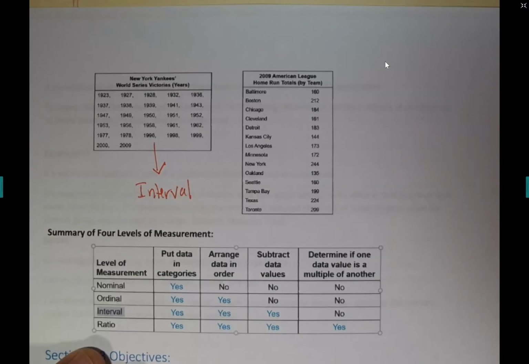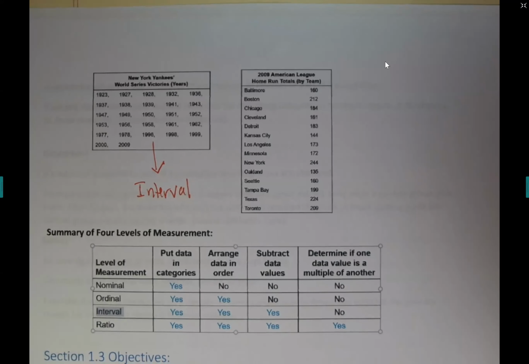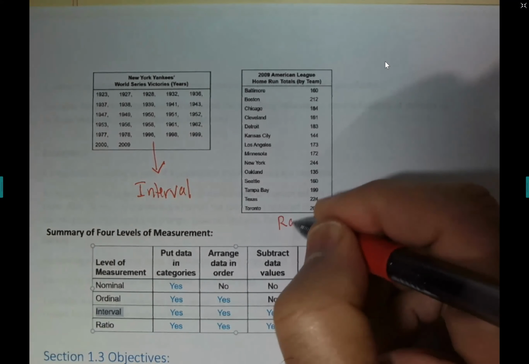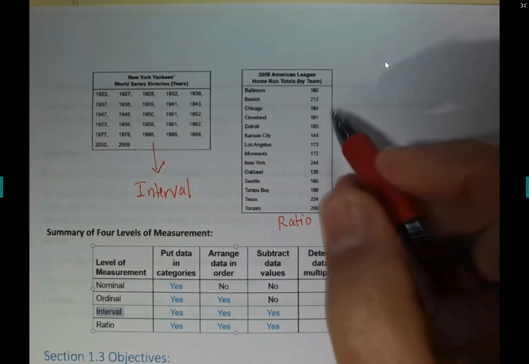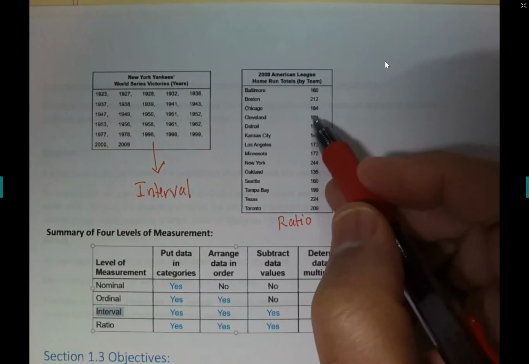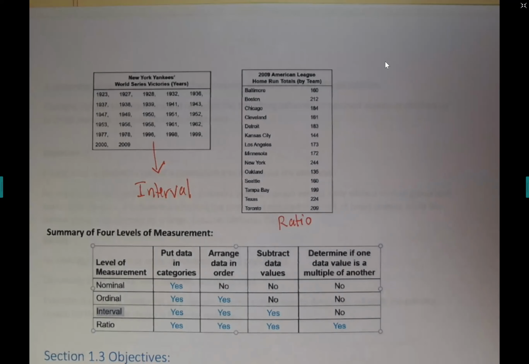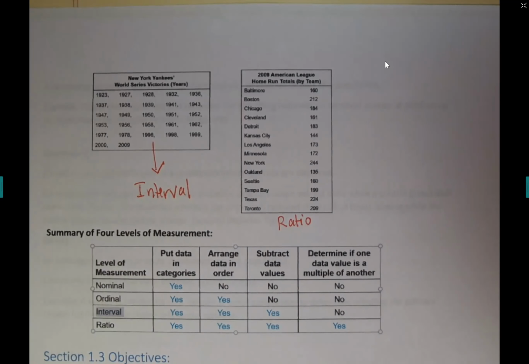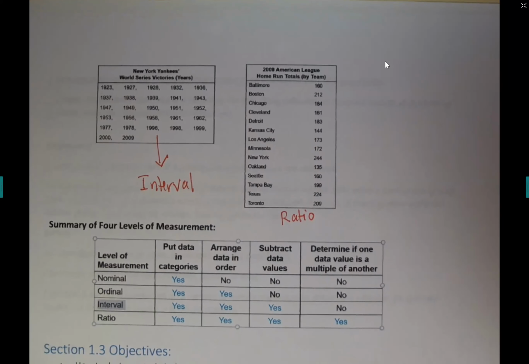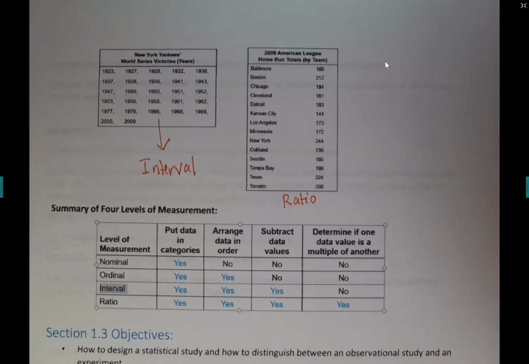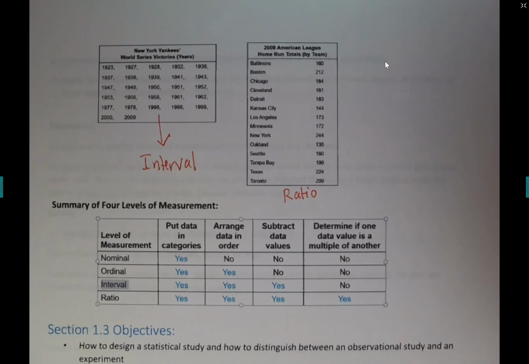Okay, let's see the second one. 2008 or 9 American League home run totals. How many home runs? So would you guys agree it's a ratio? Because if a team, let's say, has 100 home runs and another one has 200, you can say that 200 is twice as many as the 100. So it does make sense. And that is the difference between interval and ratio. Most of the time, guys, most of the work we'll be doing is at the ratio level.